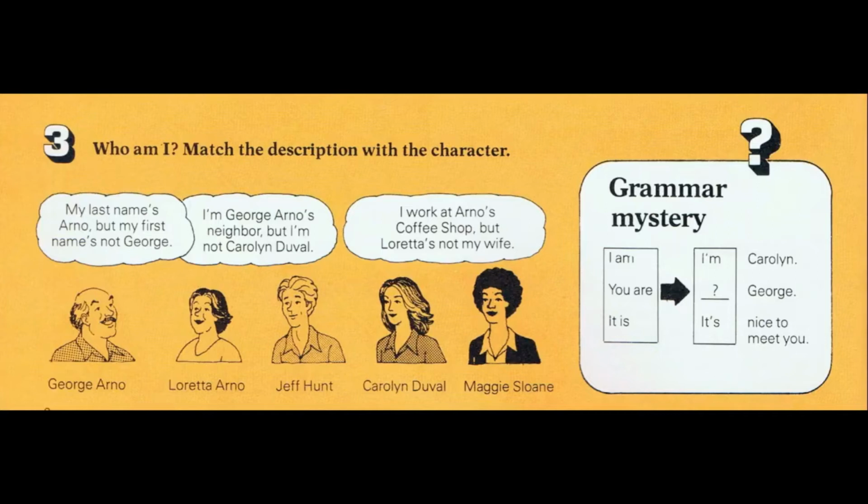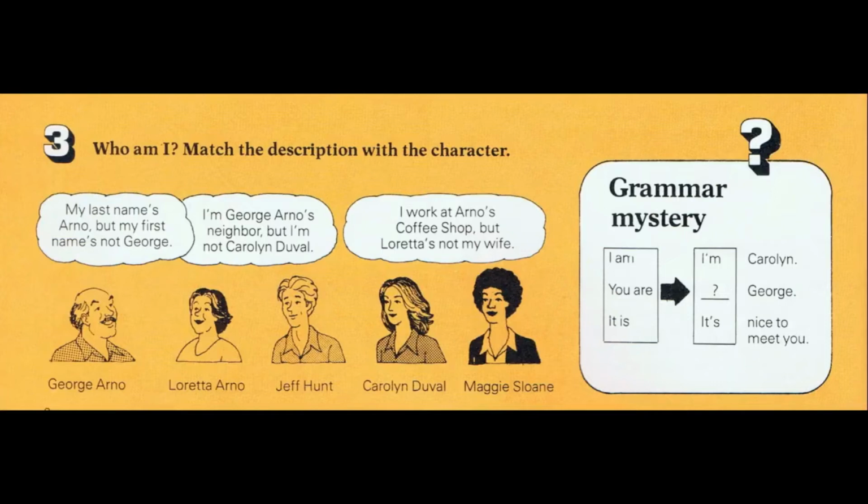So, who should the person be? Maggie Sloan. There are 2 girls in that building, one Carolyn Duvall, one Maggie Sloan. So if it is not Carolyn, it is Maggie. Then, I work at Arno's coffee shop, but Loretta is not my wife. Who is that? Jeff. Jeff Hunt, the boy who works for George Arno at the coffee shop.